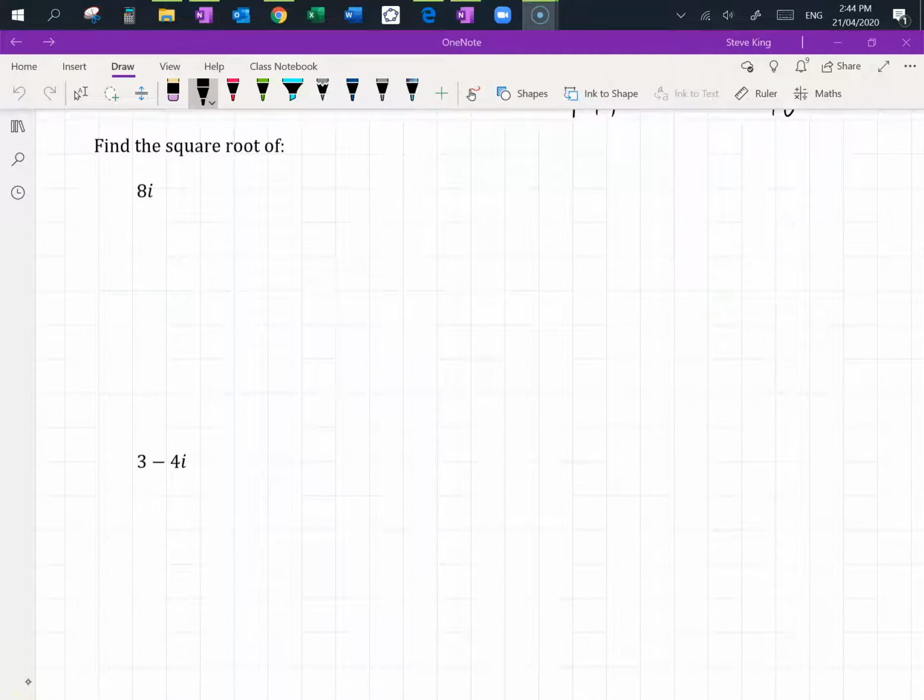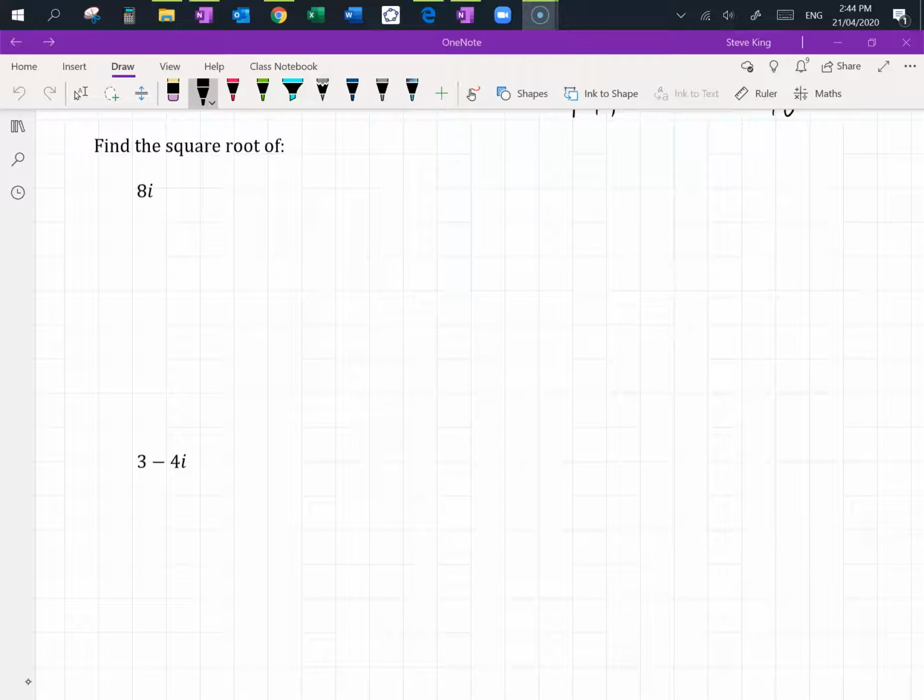Hi, in this video we're going to look at how we go about finding the square roots of complex numbers. We'll start off with a simple problem and then we'll build it up a bit. So I want to find out what is the square root of 8i. I'm anticipating that this is going to be some complex number.